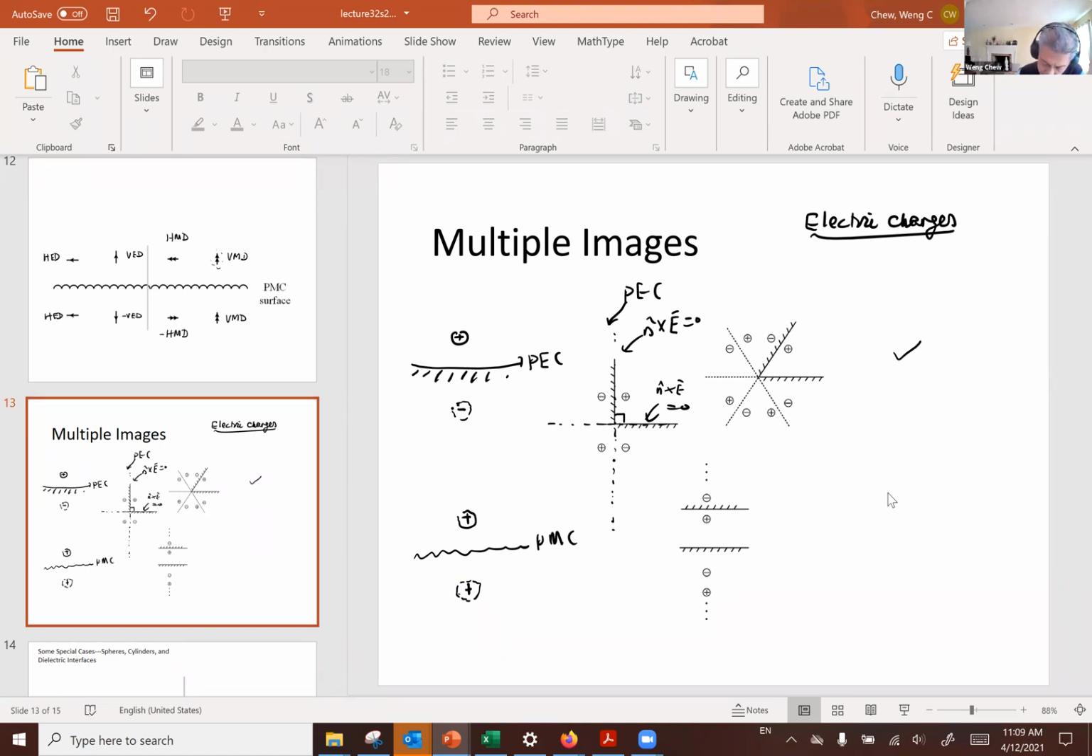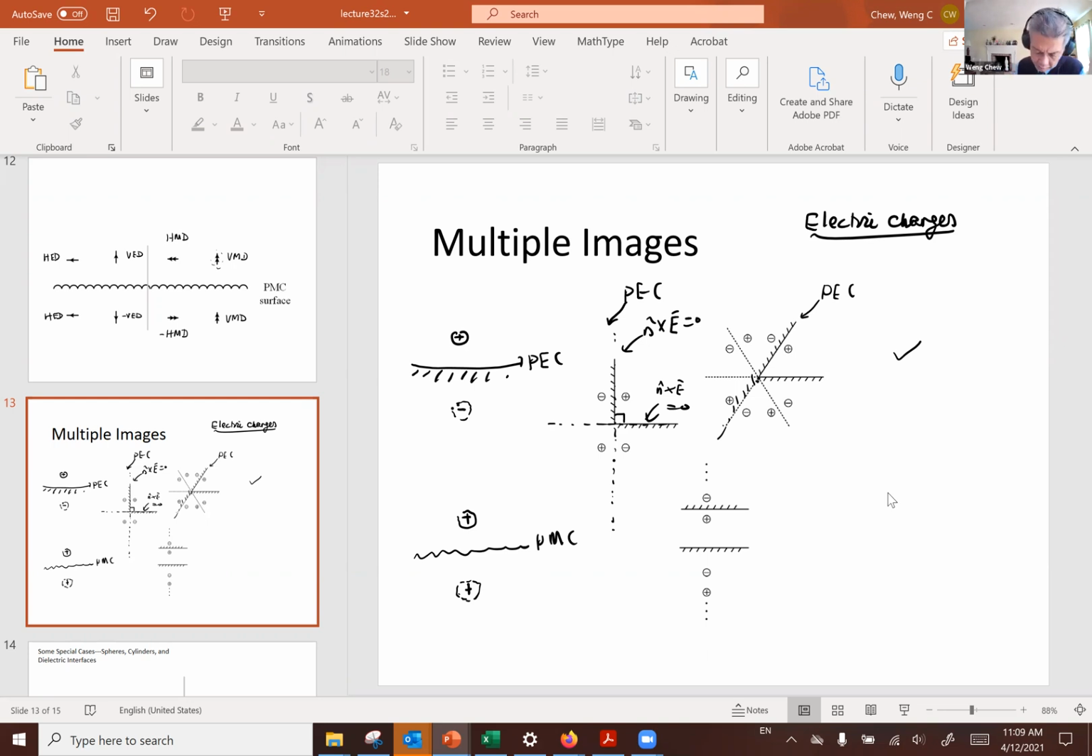And again, I can put this positive charge and negative charge there. And I put a positive charge and negative charge, and first think of a PEC surface over there.